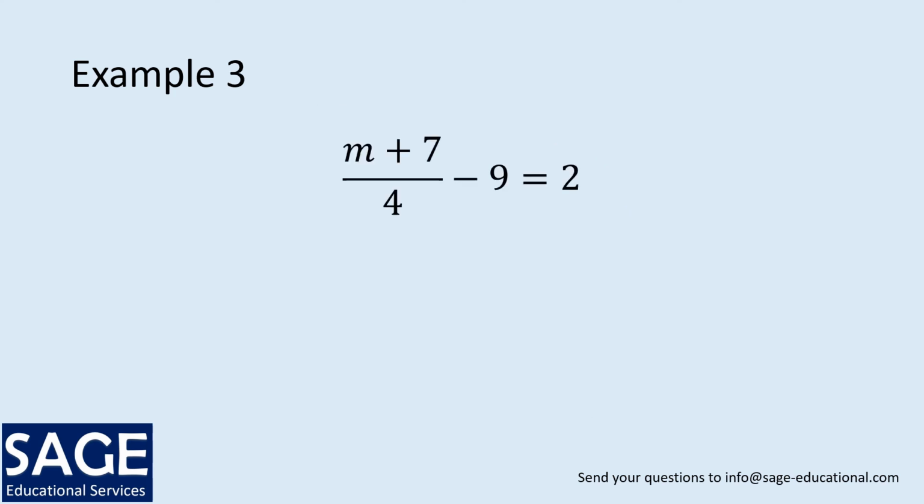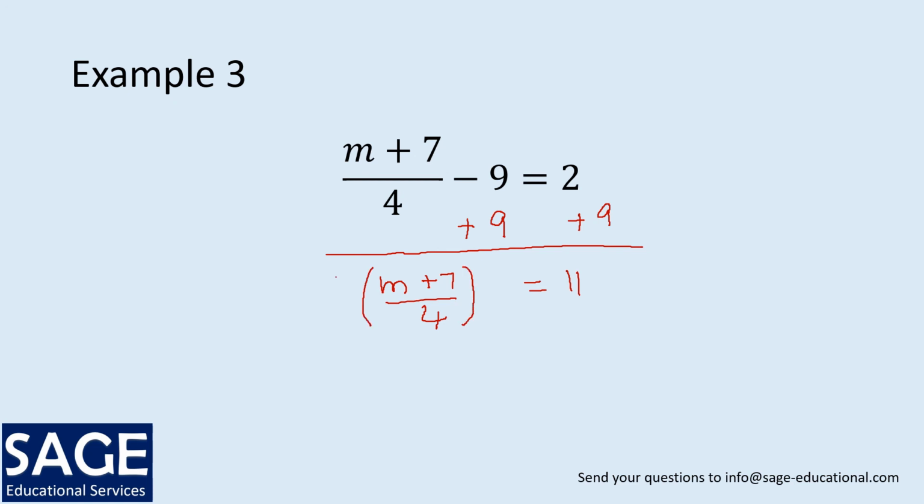So here's the example, (m plus 7) over 4 minus 9 equals 2. And the first thing we need to take care of is the minus. So we add a 9 to both sides. And that gives me (m plus 7) over 4 equals 11.